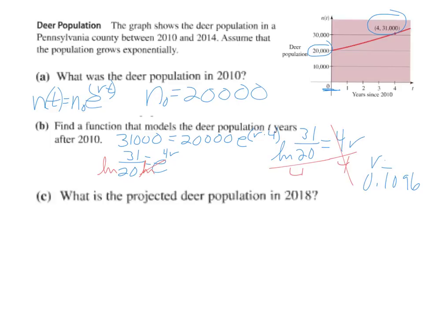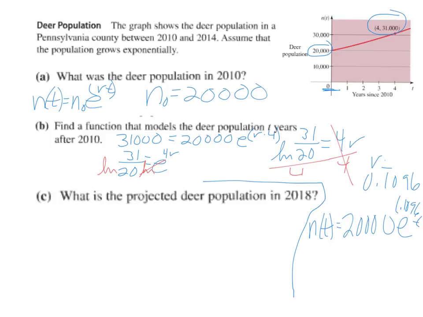So now we've got to plug all that back in to get our formula. So N of t equals 20,000 e to the power of, and r is 0.1096t. Sorry, I've run out of room here. So that's our basic formula.